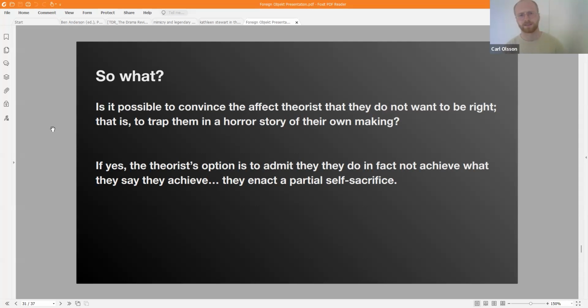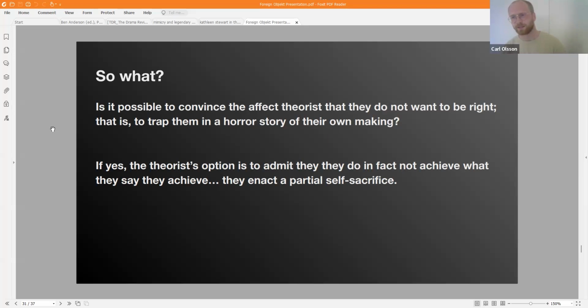And if we agree to this, the theorist's option is perhaps to admit that they do in fact not achieve what they say they achieve. They enact something more like a partial sacrifice, or self-sacrifice, or partial slippage. In other words, what I mean by this is precisely that, rather than actually, because maybe this has popped up in someone's mind at this point, do they really disappear?